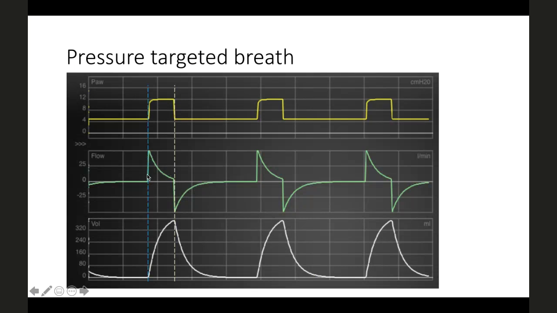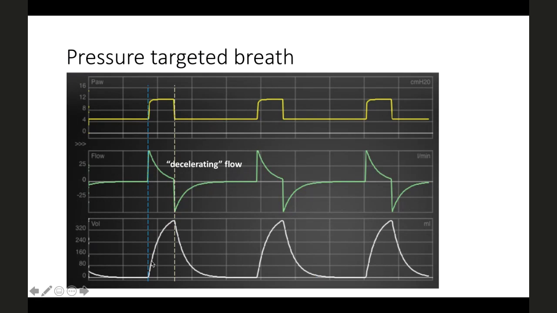Look at the flow tracing. It goes to a peak and then comes down. This is called a decelerating flow pattern. Look at the volume. It builds up and then attains a peak towards the end.